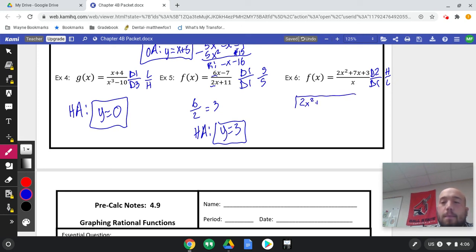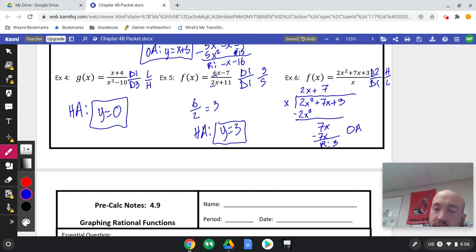Set it up again. Times 2x plus 7 here. Our remainder will be 3. But once again, I don't care about the remainder. All I care about is that my oblique asymptote happens at y equals 2x plus 7.